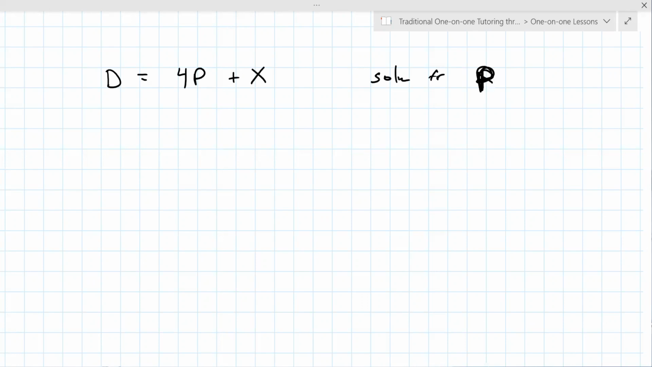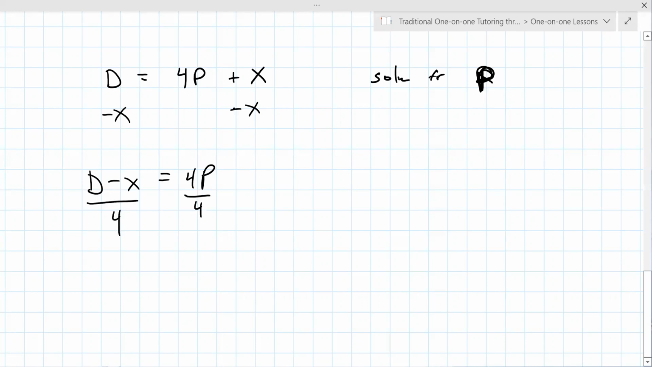So I subtracted X from X and D, and then I got D equals 4P. D minus X, right? D minus X equals 4P. Yes. And then you just divide by 4 on both sides. Very good.